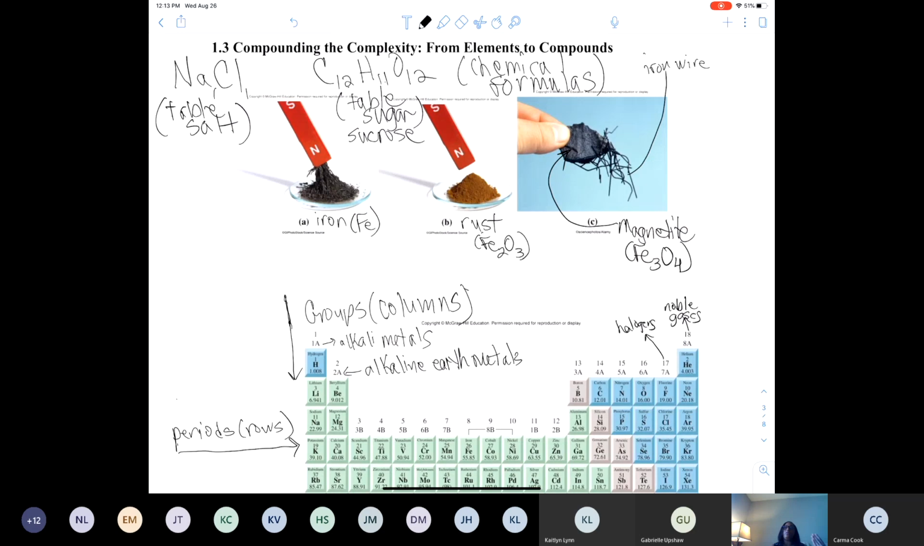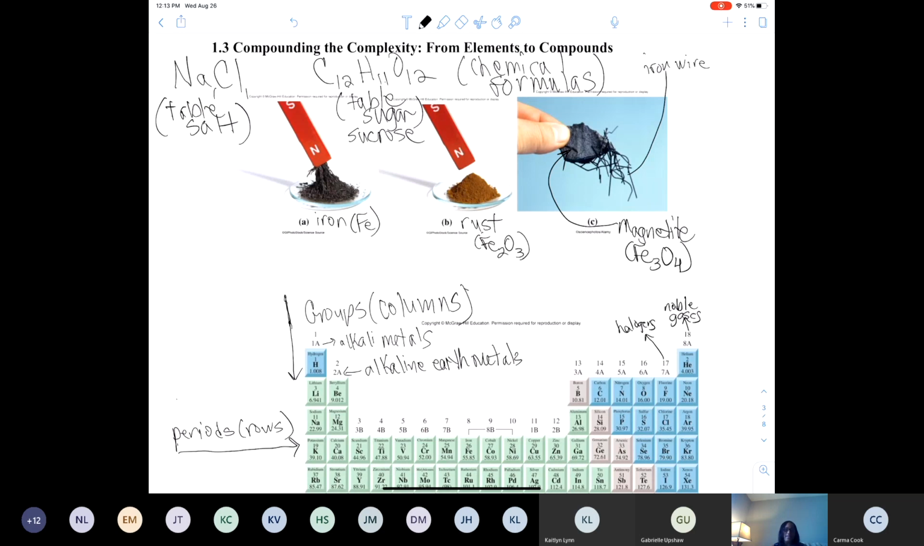So these are what chemical formulas are. They tell you that particular information about a compound: what types of atoms make up this compound, and how many of each type of atom is in the formula for that compound.